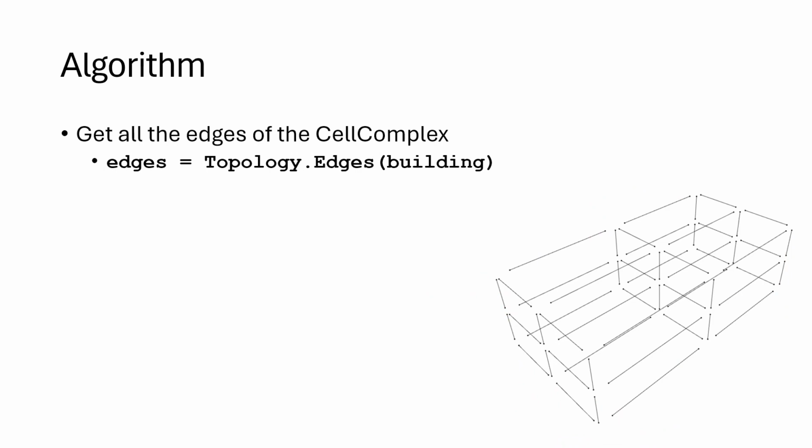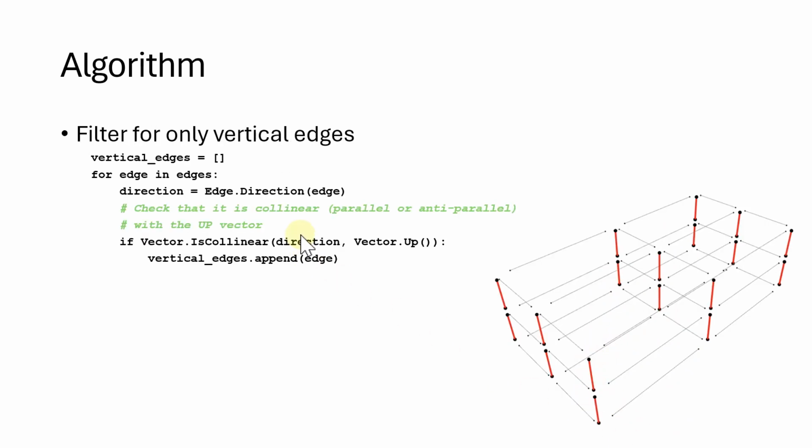So the first thing we should do is get all the edges of the building. In this case, it's a cell complex. So we can call edges equals topology.edges building, and it will give us all the edges, both horizontal and vertical. So we need to filter out for the vertical ones. So how do we do that?